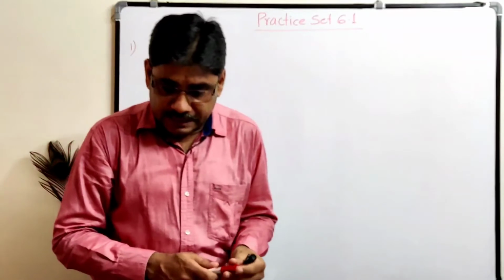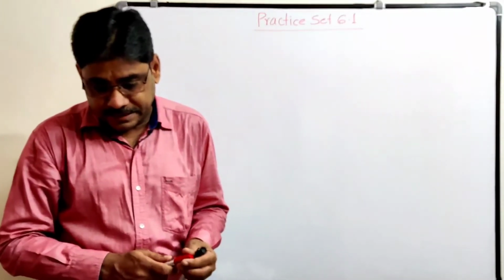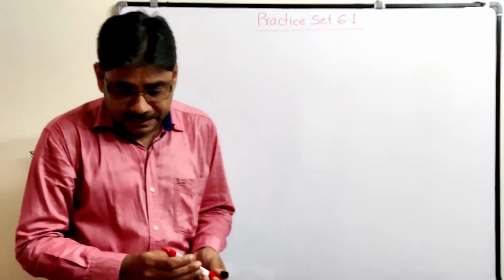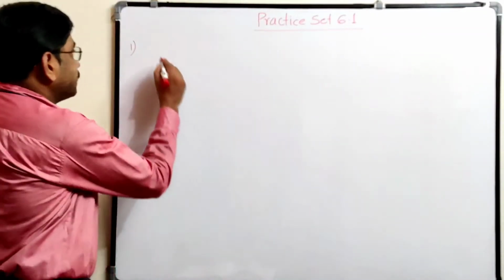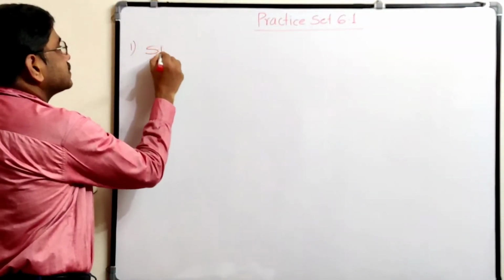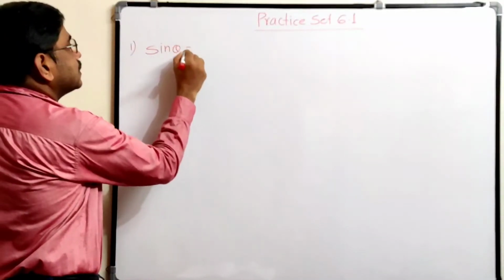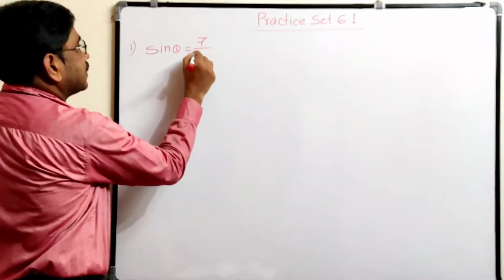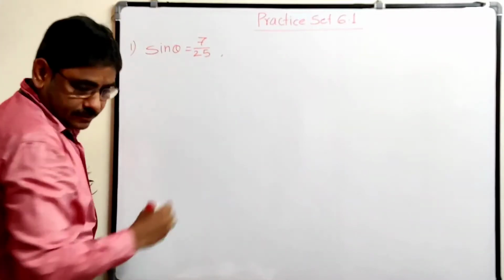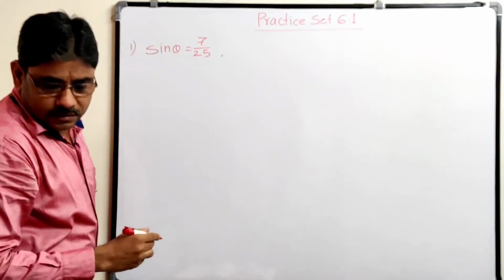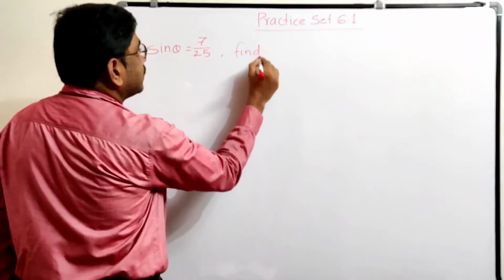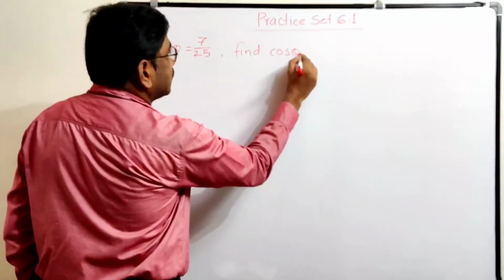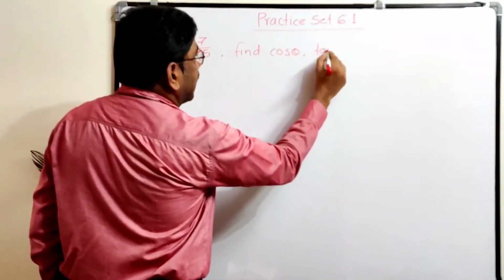So let us see, in 10th standard we use these identities. Sin theta is given, sin theta is equal to 7 by 25. Then find the values of cos theta and tan theta. Find cos theta and tan theta.